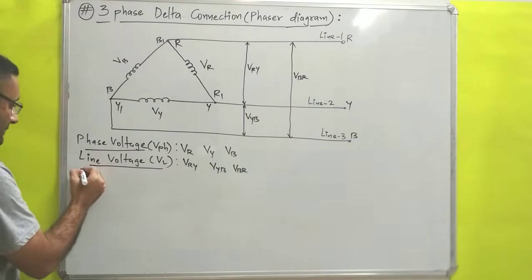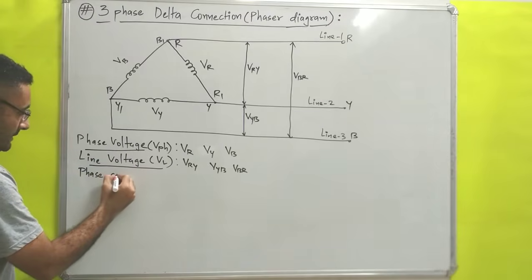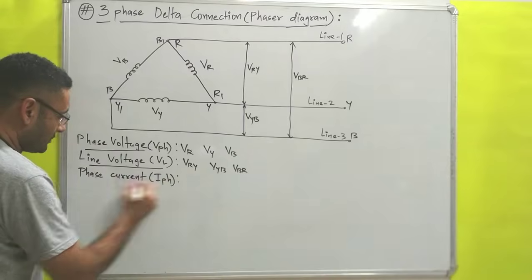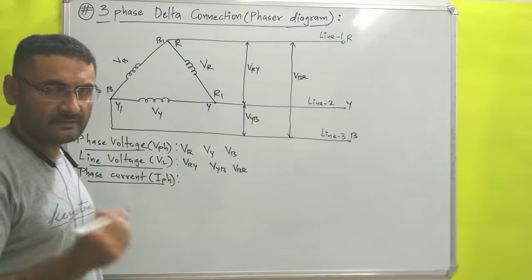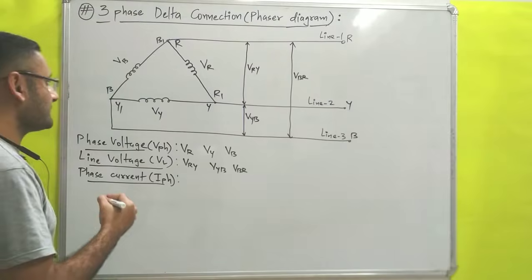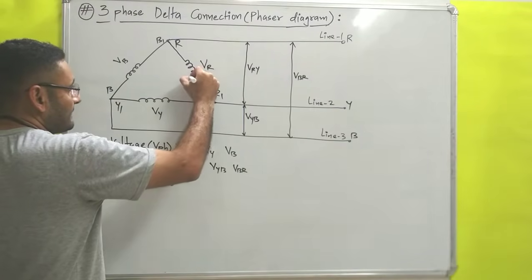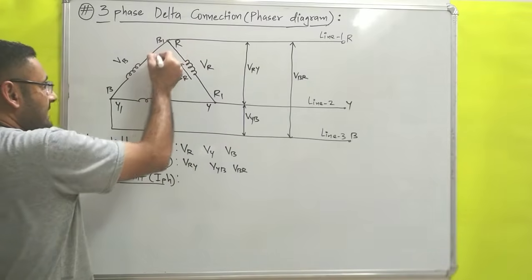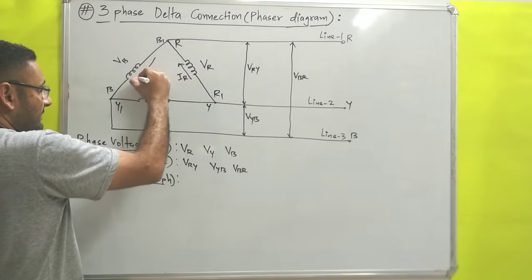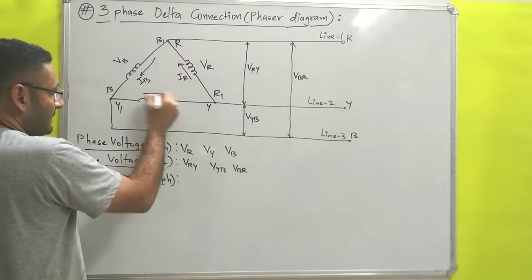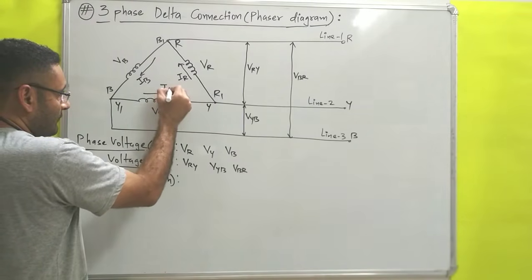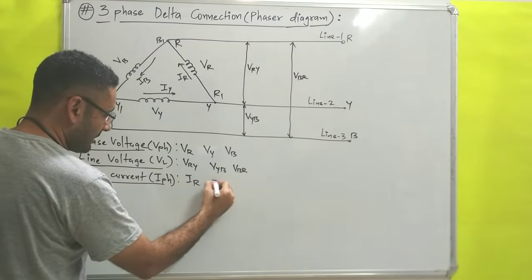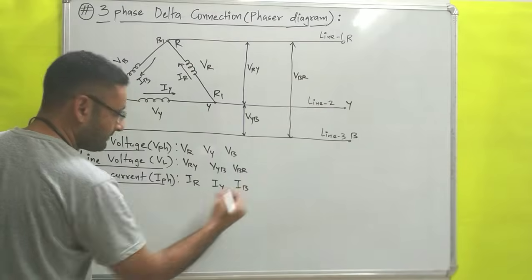Next we'll talk about phase current, and phase current is denoted by IPH. So phase current means what? The current which is flowing through the phase is known as phase current. So over here the phase current is IR. Now current is going in this direction, so in phase B, IB current is flowing, and over here in phase Y, IY current will flow. So phase currents are IR, IY and IB. Okay.